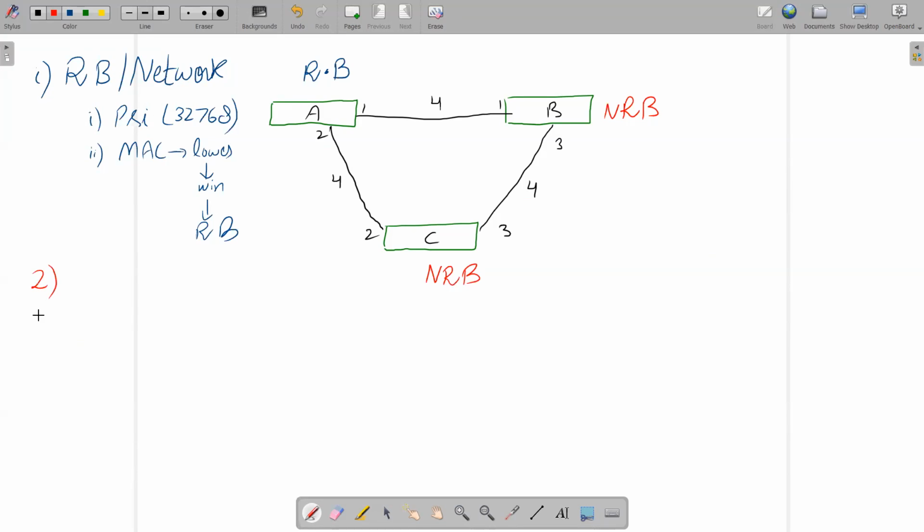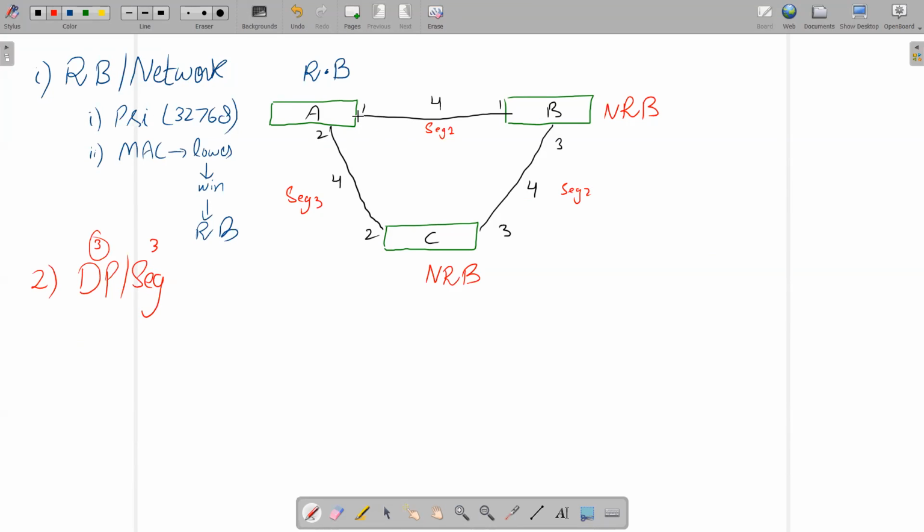And what was the second step? Second step was you need to figure out the designated port per segment. So how many segments do we have in this network? We have 3 segments: segment 1, segment 2, and segment 3. Doesn't matter what's the sequence. So that means we have 3 segments. That means in each segment there should be 1 DP. So if we are having 3 segments, that means we will calculate 3 DPs.